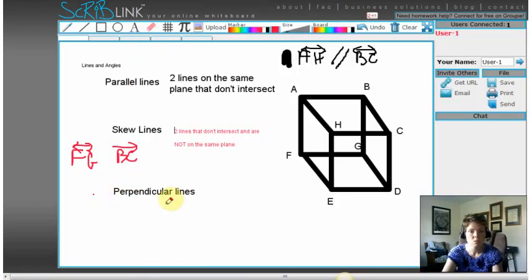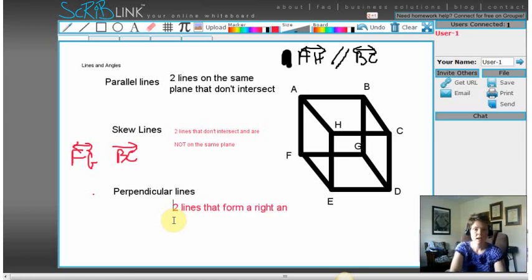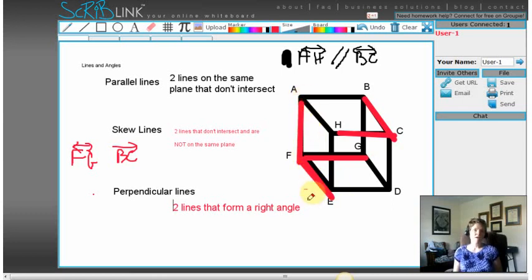I'm doing good. Okay, perpendicular lines. Perpendicular lines are two lines that form a right angle. They don't have to be on the same plane. So here in my little cube, I could say BC and HC. I could say FE and FG. I could say FE and AF. They make a right angle also.